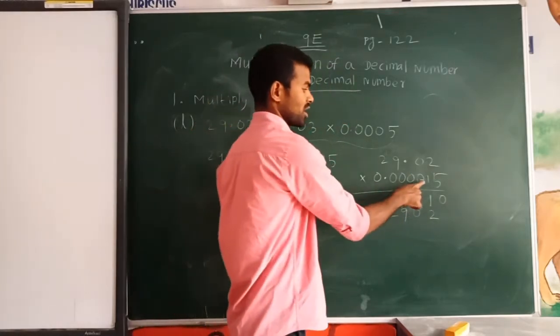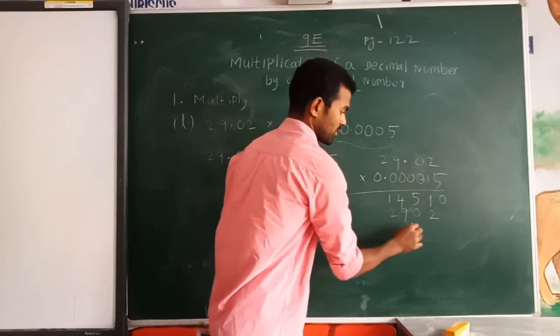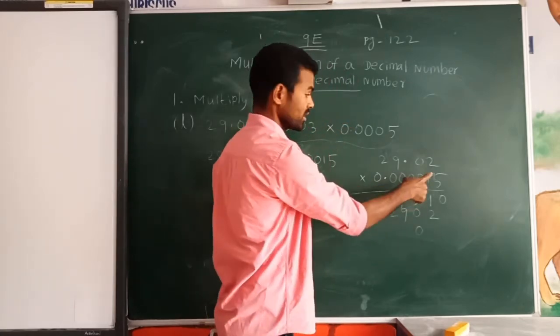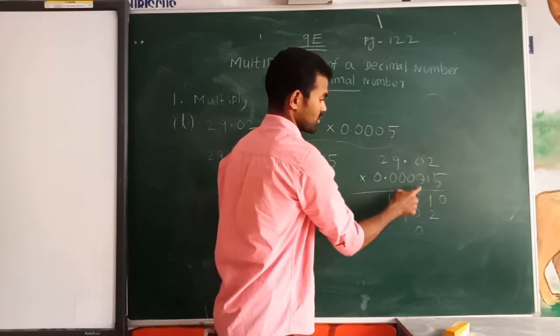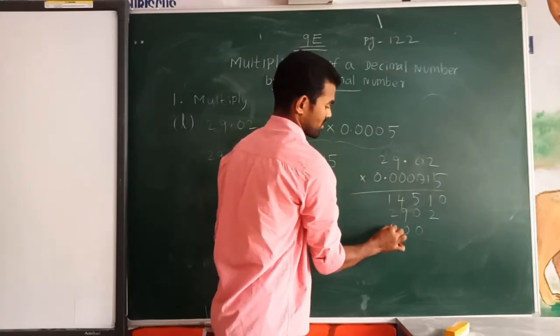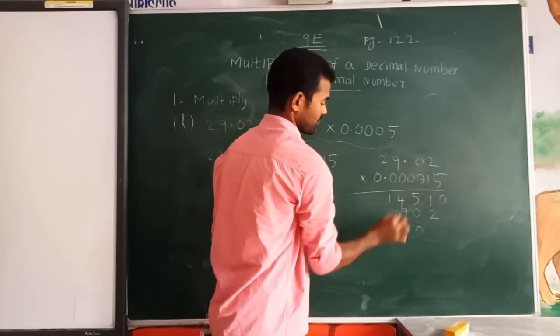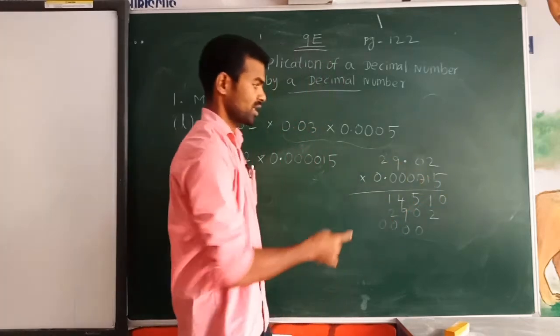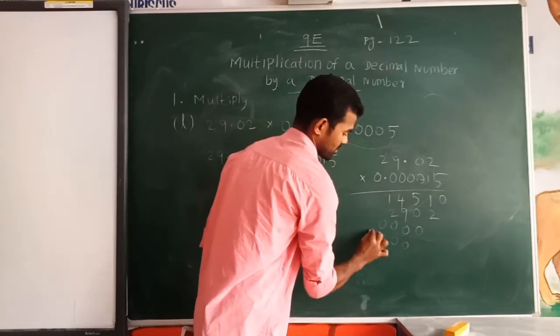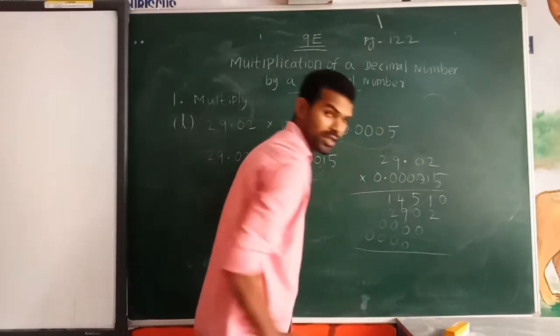Next, take 0 and multiply. 0 multiplied by 0, 0. With 0, if you multiply anything, the result is 0. 0 multiplied by 0, 0. 0 multiplied by 9, 0. 0 multiplied by 0, 0. So if you multiply with 0, everything coming is 0 only. Yes, understood now? Yes.